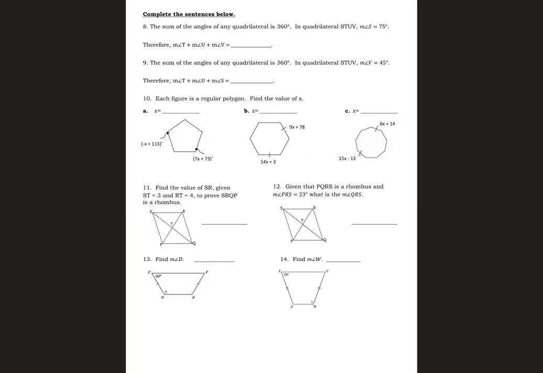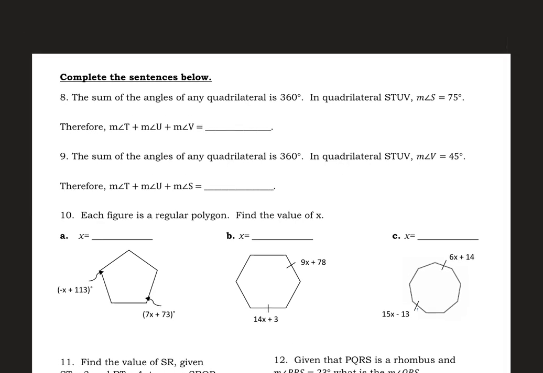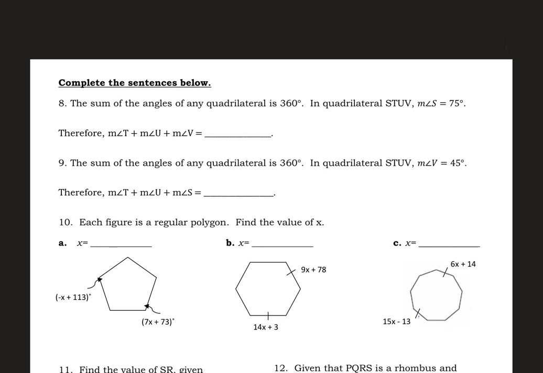So on the back side, we have the sum of the angles of a quadrilateral is 360. In quadrilateral STUV, S is 75. How many sides does a quadrilateral have? 4. So all it's saying is that we have this four-sided shape. It's called STUV, and S is 75 degrees.